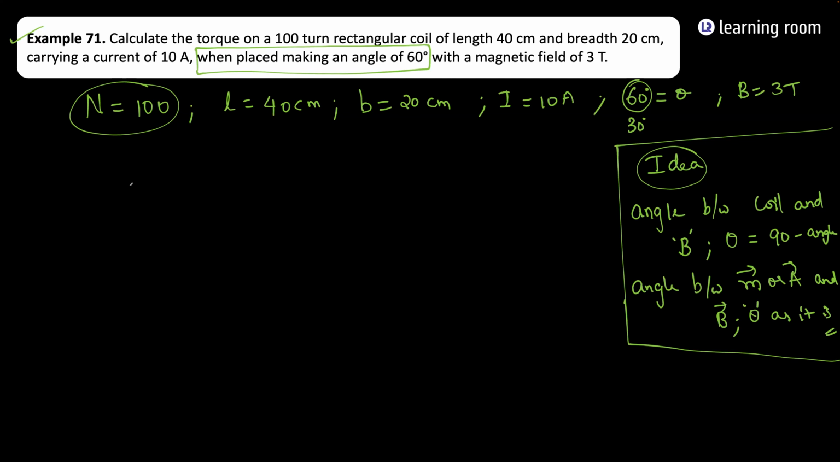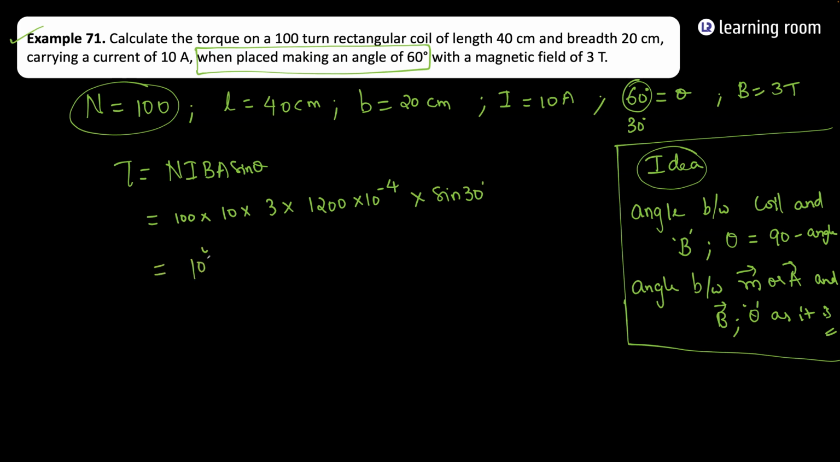So having said this, what will be the answer in this problem? Torque is equal to NIBA sin theta. N is going to be 100, I is 10, B is going to be 3. And what is the area? Length into breadth, which is going to be 1200 into 10 power minus 4, into sine, I should take 30. So sine 30 is half.